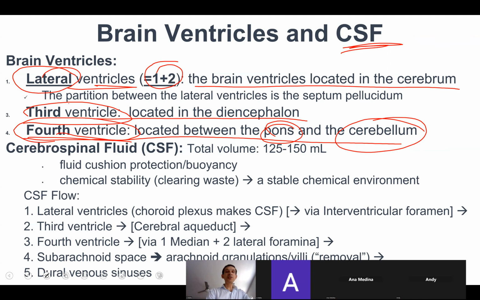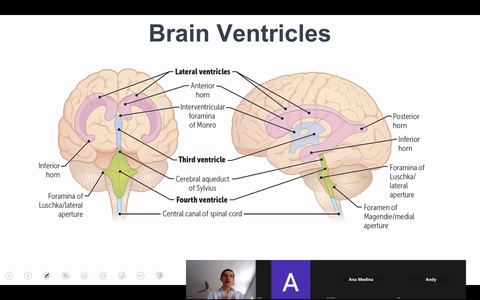And there is an interesting partition between the lateral ventricles when they come together. That's called septum. That is kind of translucent, and we call it septum pellucidum. Don't forget that septum means a separation, a wall. We had dural septae earlier, right? So let's look at the picture of the ventricles.